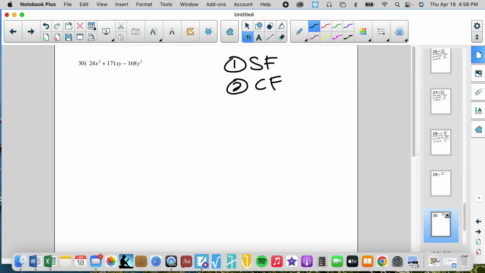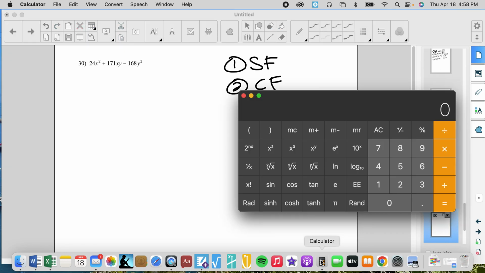Common factor. Well, it's not an even number. So factors of 24. 6? Does 6 go into these? Or is it nothing? Oh, imagine if it was nothing. How not happy would you be with me? Oh my goodness, 171 divided by 6. Oh my gosh, 3, 7, 8, 9. All right, 3 at least goes into it.